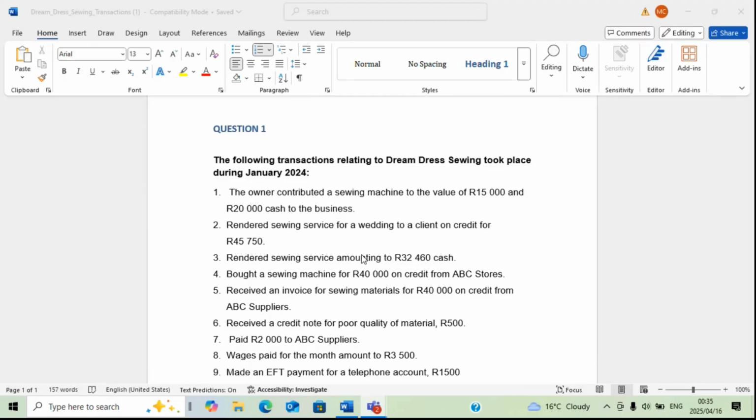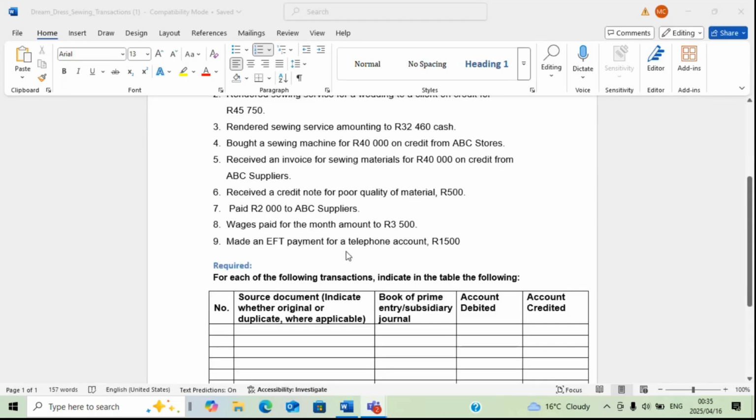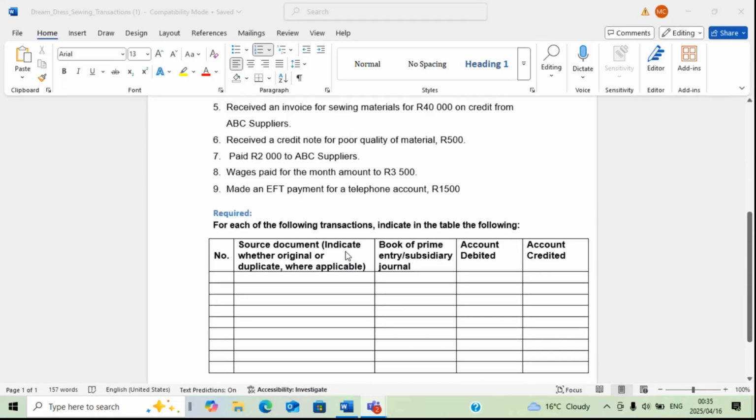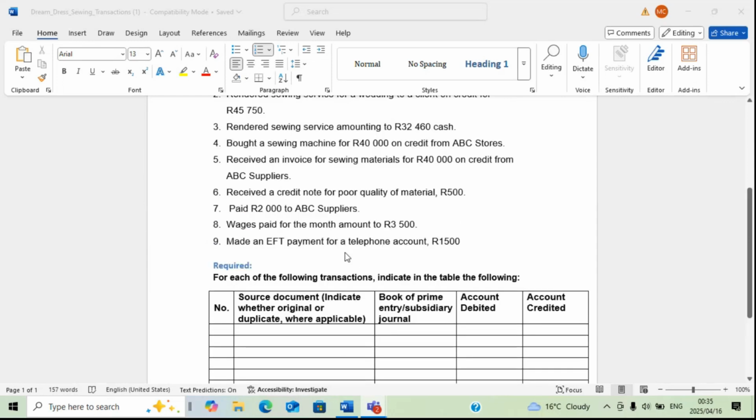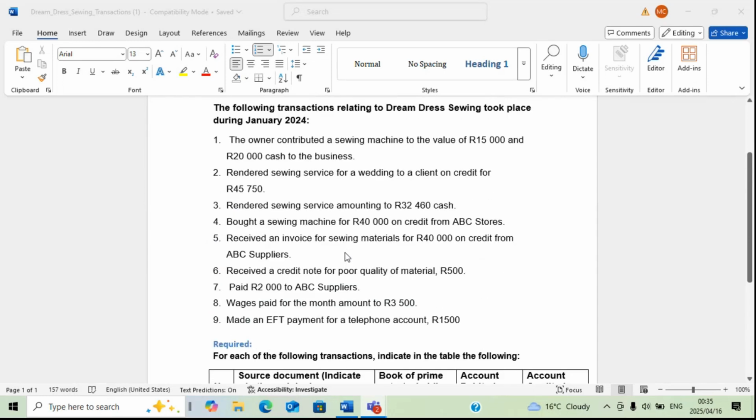This is a practical accounting question, and we are required to record every transaction into this format, right? So without any waste of time, I'll go and start.